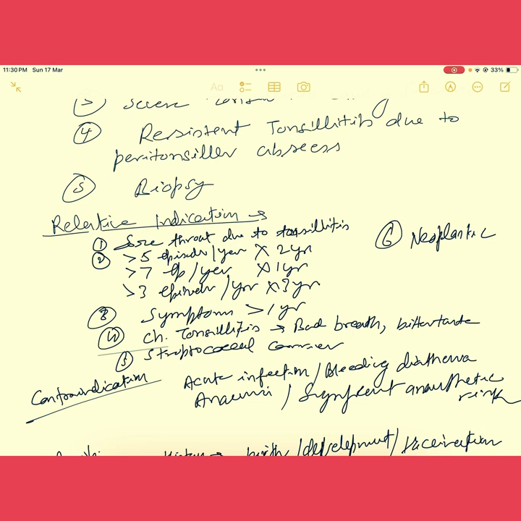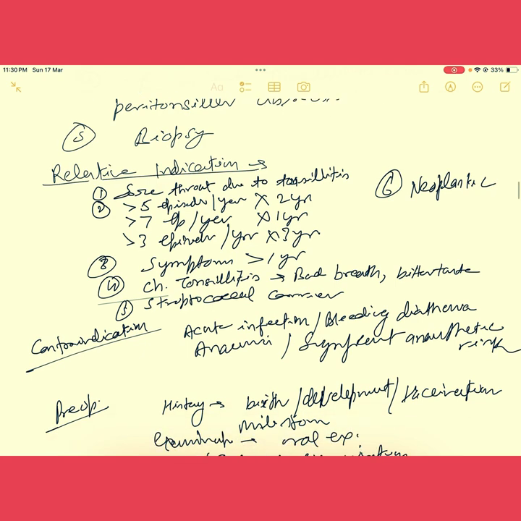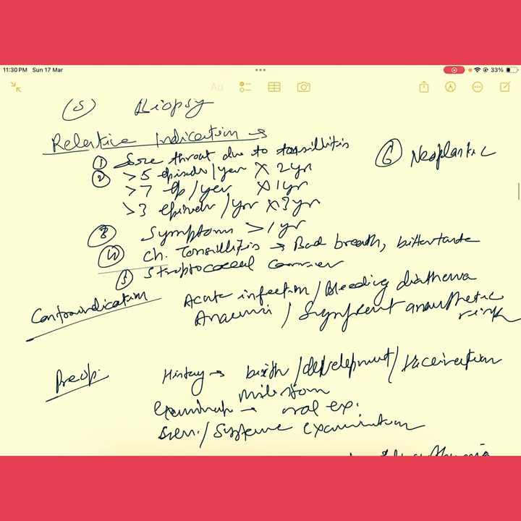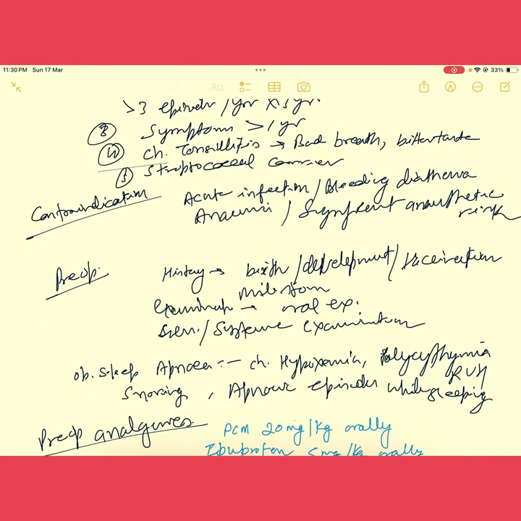Relative indications are sore throat due to tonsillitis, neoplastic suspicion needing biopsy, and more than 5 episodes per year for 2 years, more than 7 episodes of acute tonsillitis in 1 year, and more than 3 episodes per year for 3 years. Chronic tonsillitis symptoms persisting for more than 1 year. Chronic tonsillitis causing bad breath, bitter taste, streptococcal carrier state. Contraindications are acute infection, bleeding diathesis, anemia, and significant anesthetic risk.